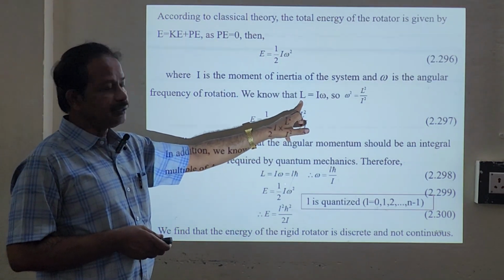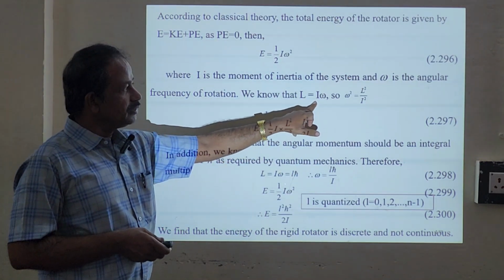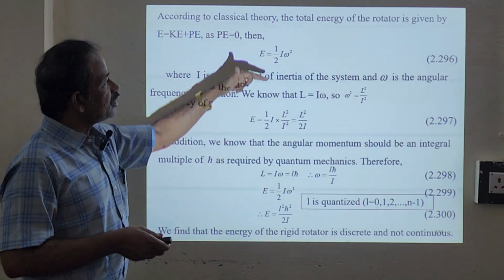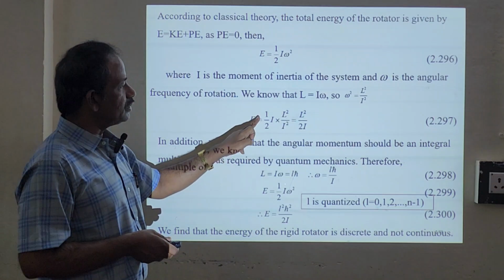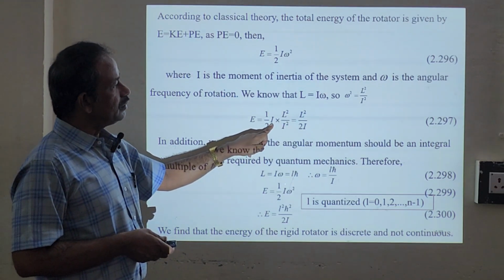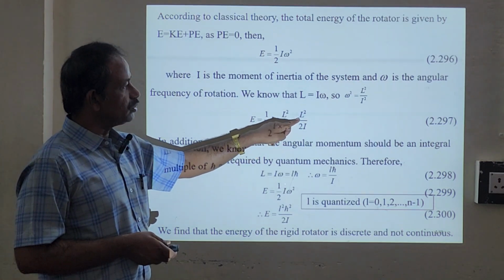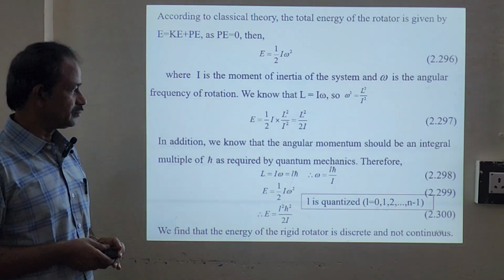And we know that L equals I omega, correct? So your omega squared will be L squared divided by I squared. So substitute in this equation. You have E equals 1 by 2 I multiplied by, instead of omega squared, L squared by I squared, which is equal to L squared by 2I.